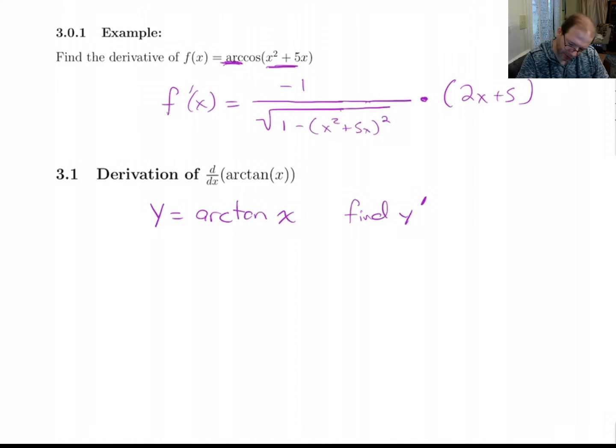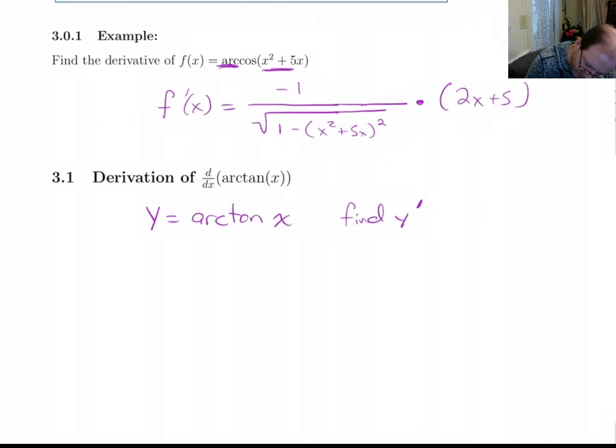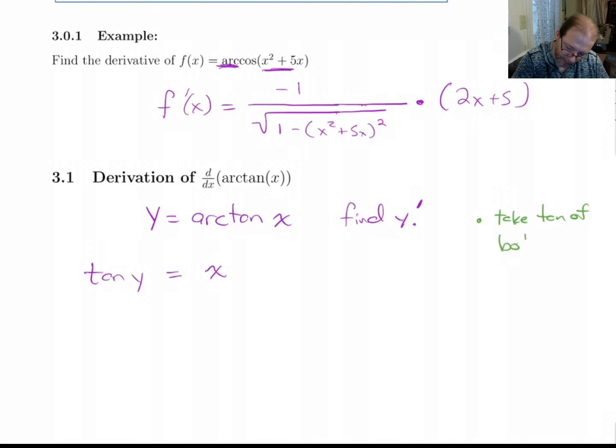Okay, well, here's the thing. Take the tangent of both sides of this. Over here you get tan y, and over here, tan of arctan, they undo each other and you get x. So maybe I should make a list of what I'm doing over here. Take tan of both sides. Next up, I'm going to take the implicit derivative.